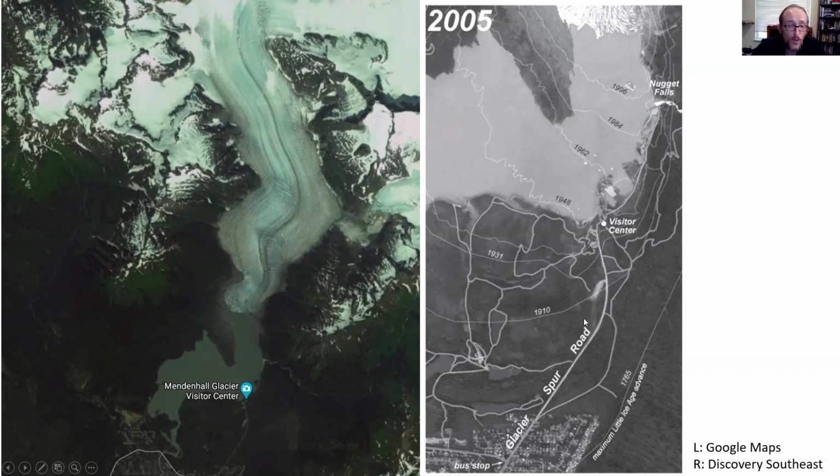Well, look at the right-hand image. In 1910, the ice was here. In 1931, the ice was here. 1948, 1962, 84, and 96 to its current level in 2005.